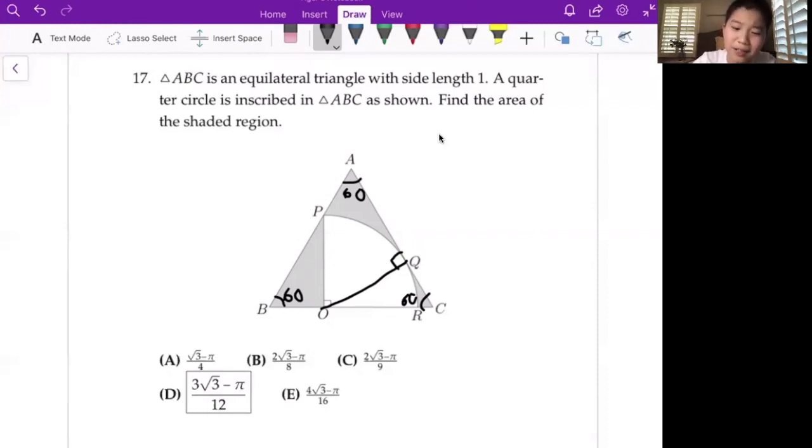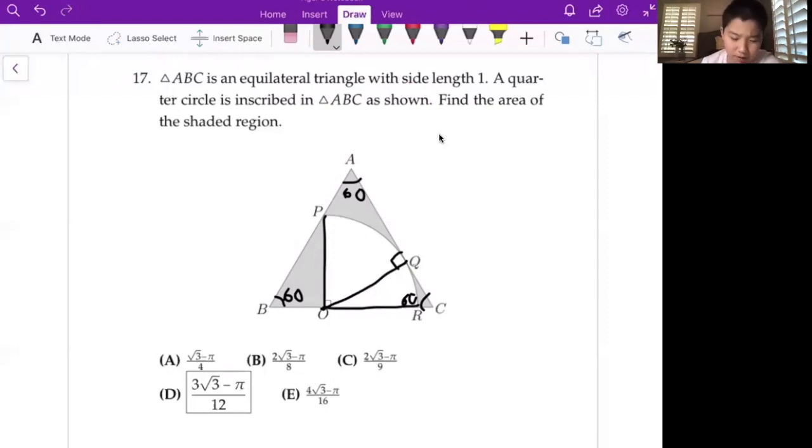Well, it's possible to calculate the area of equilateral triangle ABC. But then the shaded region is just ABC minus the quarter circle area. So how to find the area of a quarter circle? Well, first find its radius and do some pi things, and you'll get it. So what is the radius? The radius is this, right? It's also this. And then it's also this.